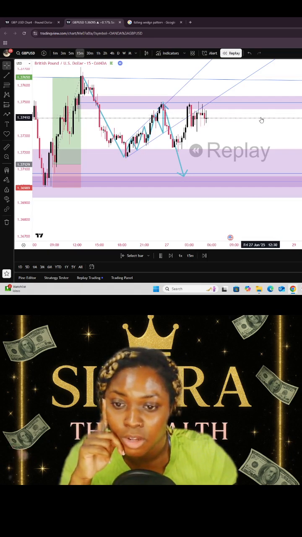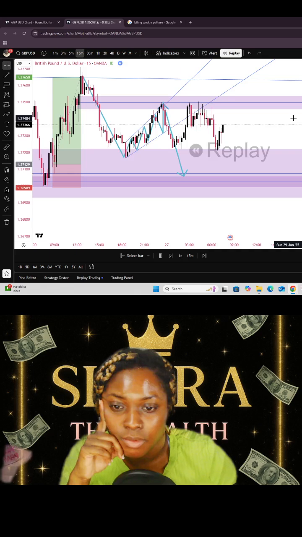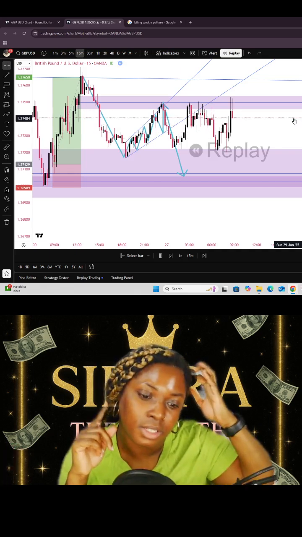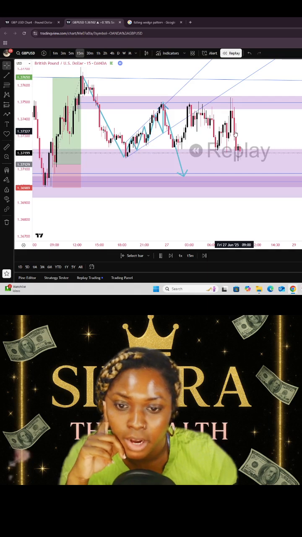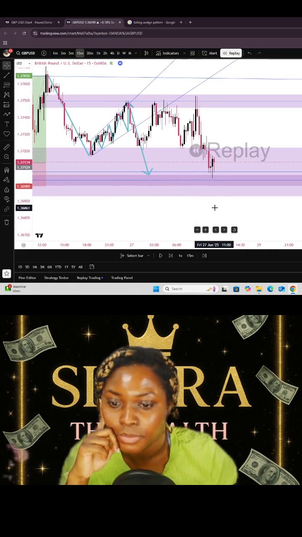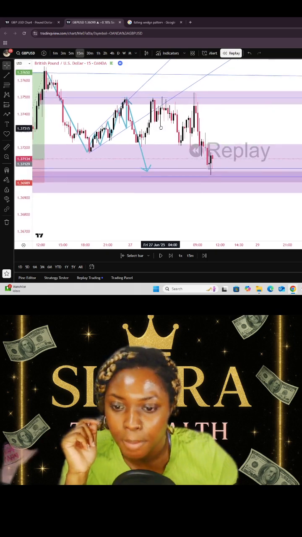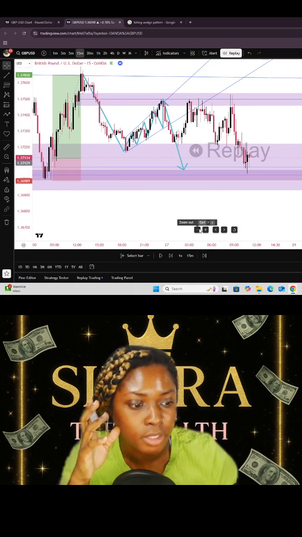This is another zone here. As you can see how price is reacting to it. This is a Friday. We're on Friday now. This took all day and forever. All right. Now we are back at our zone.